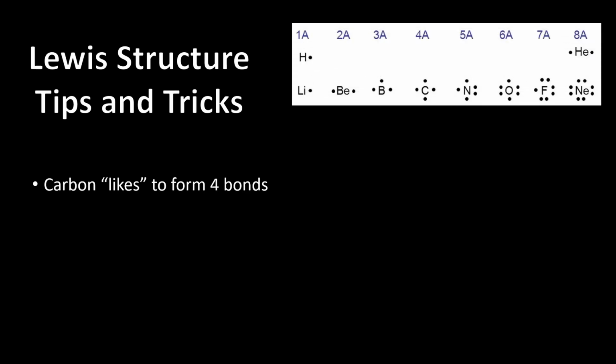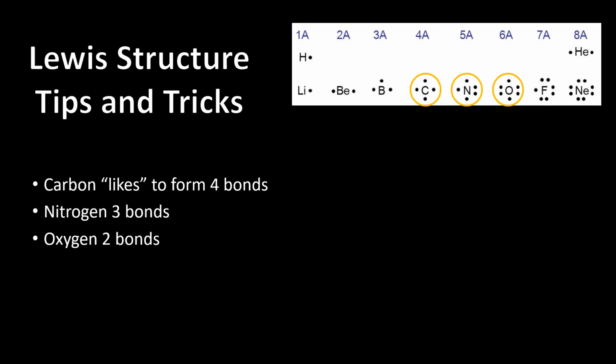Now that we have developed a Lewis structure for the simple molecule NH3, there are some Lewis structure tips and tricks that can be helpful in developing valid Lewis structures. For example, carbon likes to form 4 bonds. The reason for this is it has these 4 single valence electrons ready to make bonds with other atoms. Nitrogen likes to make 3 bonds. Oxygen tends to make 2 bonds. And fluorine, as well as the other halogens, tend to make 1 bond.